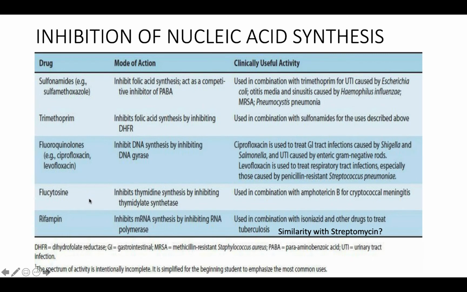Flucytosine inhibits synthesis of thymidine by inhibiting the enzyme that produces thymidine. So obviously you will not be able to produce DNA this way.